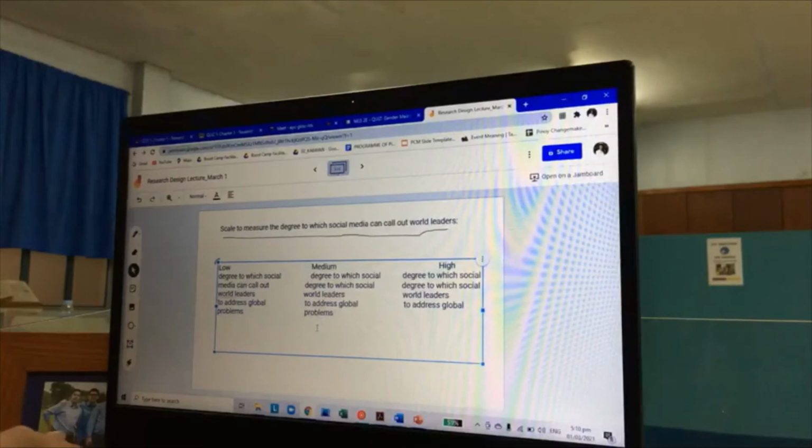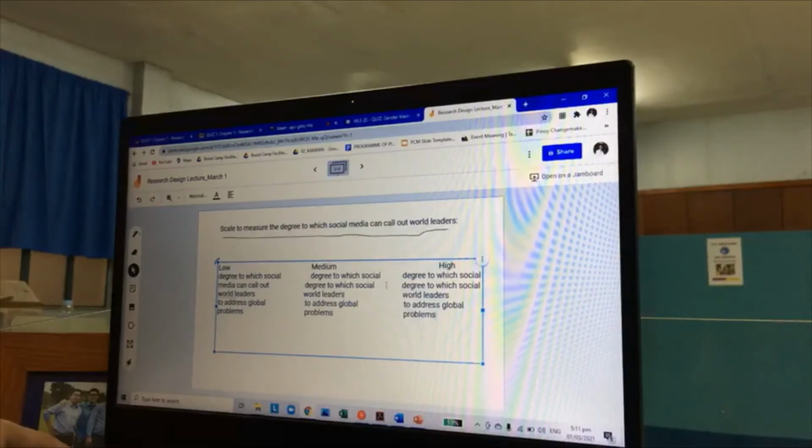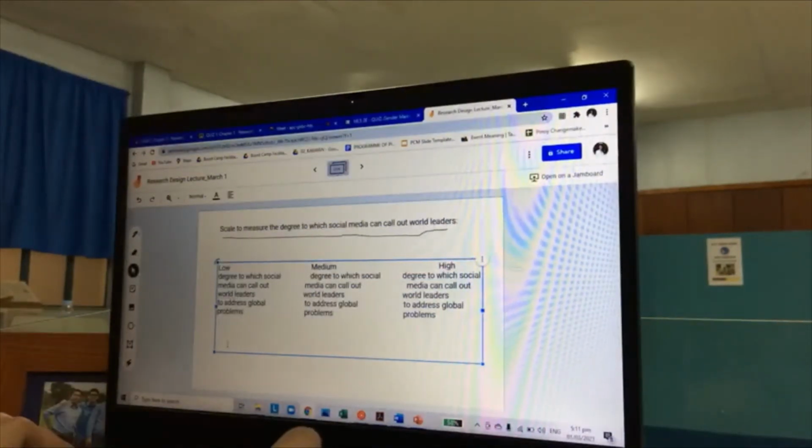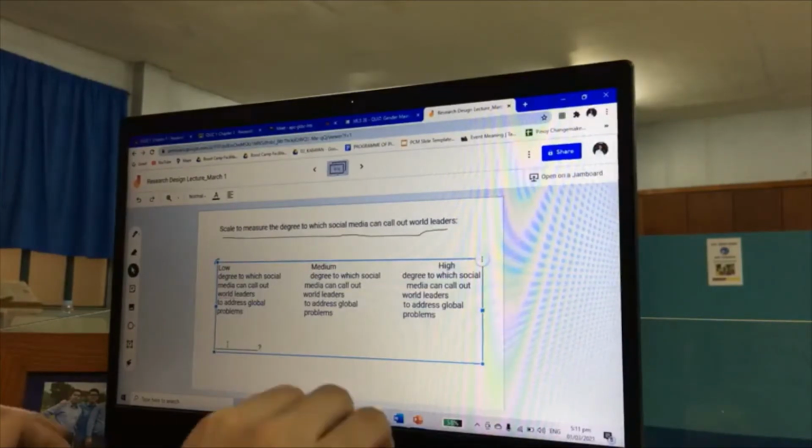That's grammatically correct. Medium degree to which social media can call out world leaders to address global problems. High degree to which social media can call out world leaders to address global problems. But how do we define the degree?